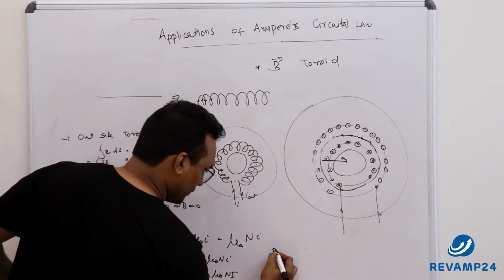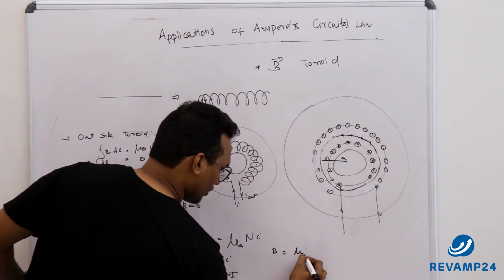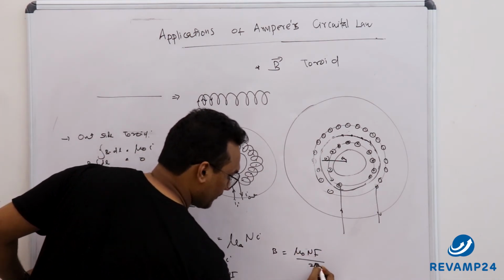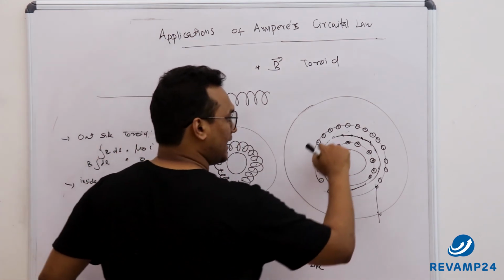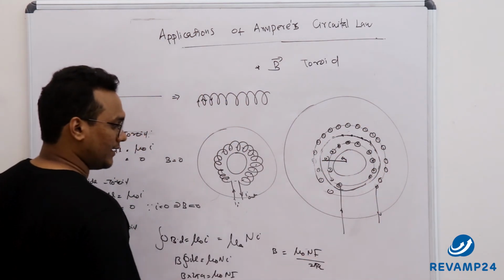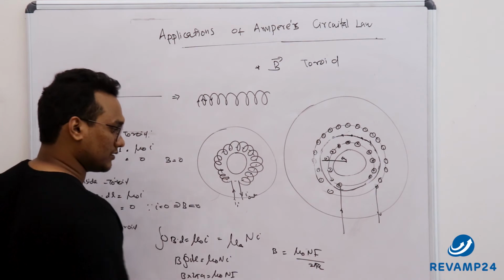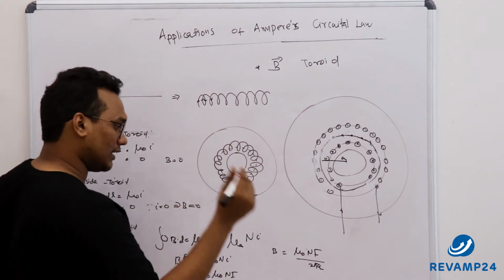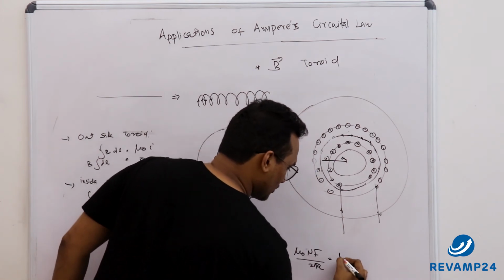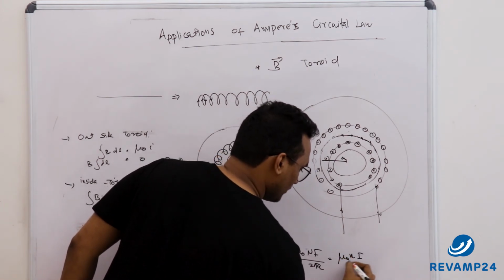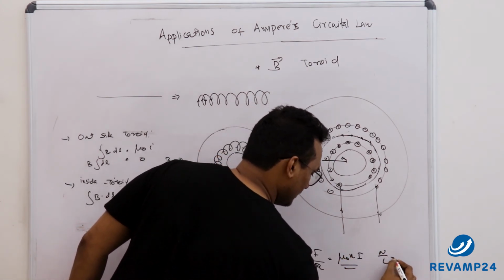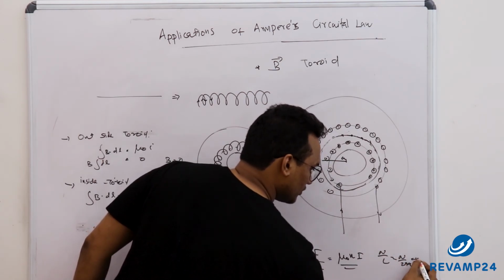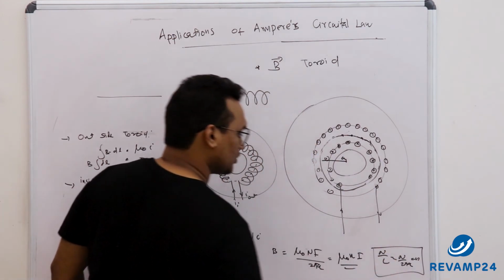Now I can keep B here and transfer 2 pi a to the other side. One thing is that 2 pi a is the total length of the toroid, and N is the total number of turns. So N by 2 pi a can be taken as the number of turns per unit length, that is small n. So B equals mu 0 n I, where N by L, which is N by 2 pi a, is equal to the number of turns per unit length.